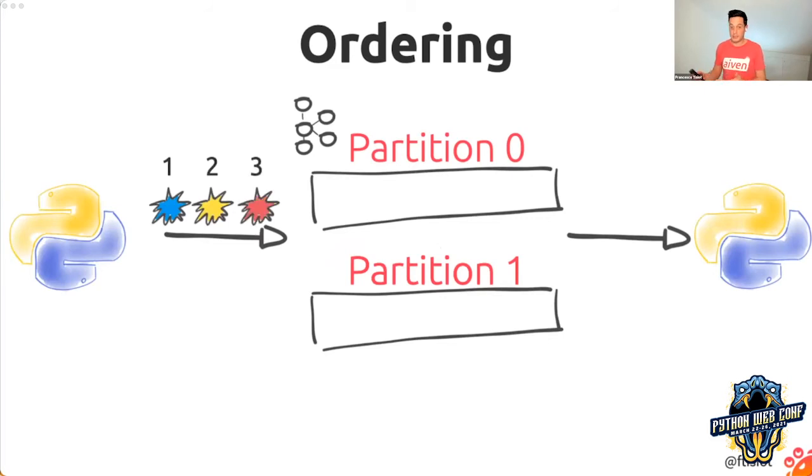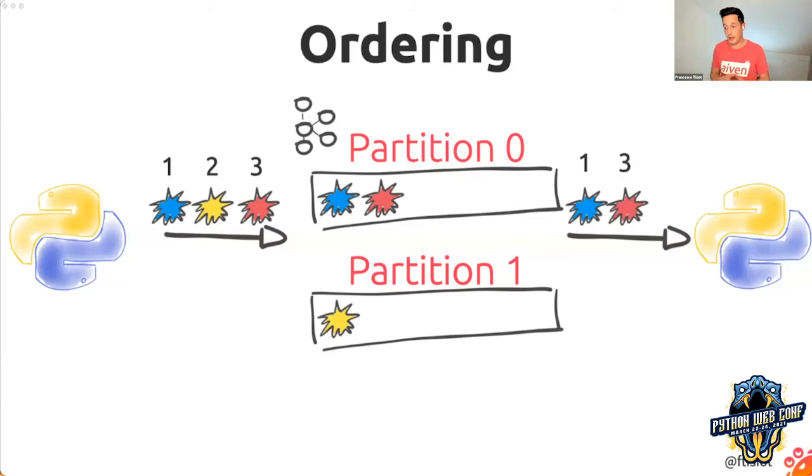When we produce the data to Kafka, the blue event, the first one, will end up in partition 0. The yellow one will end up in partition 1, and the red one will end up in partition 0 again. Now, when we read the data from Kafka, we could end up in a situation like this. First, we read the blue event, then the red event, and then the yellow event.